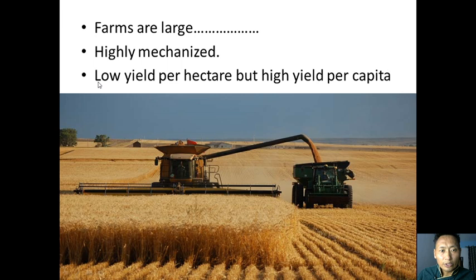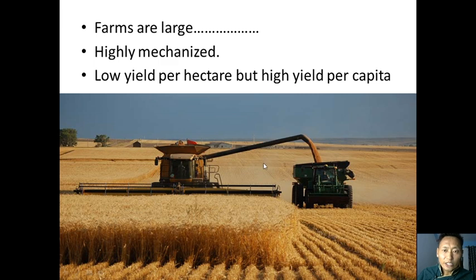Because of that, per hectare production in a year is very low as compared to intensive agriculture, but yield per capita is high. See here, two people: one is operating the multiple harvesting machine, and another is driving the truck. These two machines do the work of 50 people. So here only two people are doing the agriculture activities.